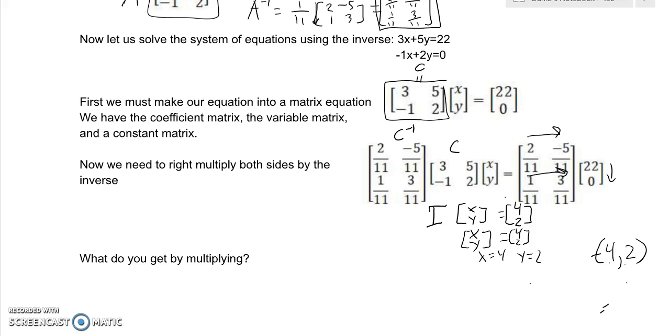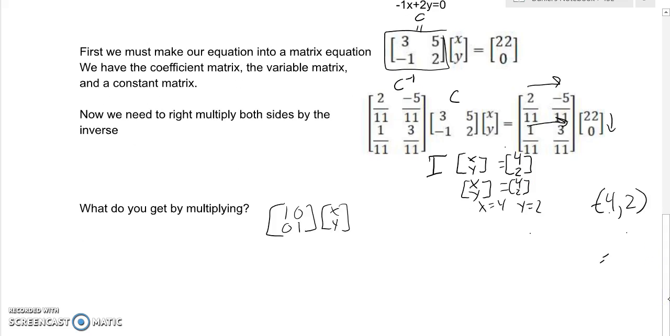You might want to convince yourself that multiplying 1, 0, 0, 1 times x, y is actually x, y. Don't take my word for it. Go ahead and do that multiplication out, and then meet me on the next page when you're ready. Oh, there is not another page. That's it. Yay! All right.